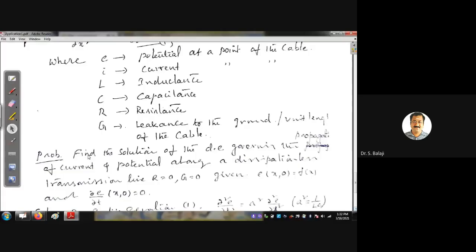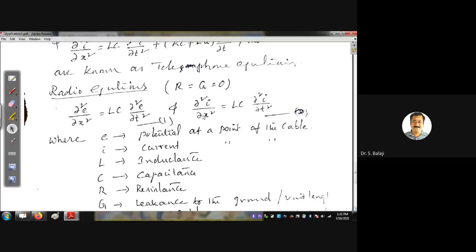A problem: find the solution of the differential equation governing the propagation of current and potential along the transmission line with R equal to 0, G equal to 0. If R equals 0 and G equals 0, only these equations need to be considered: del square rho, or del square V, by del x square, equals LC del square rho by del t square. Therefore, these two equations only you have to consider.